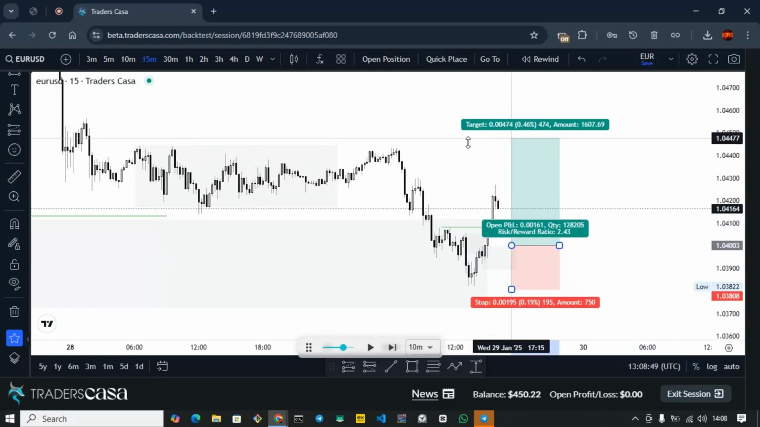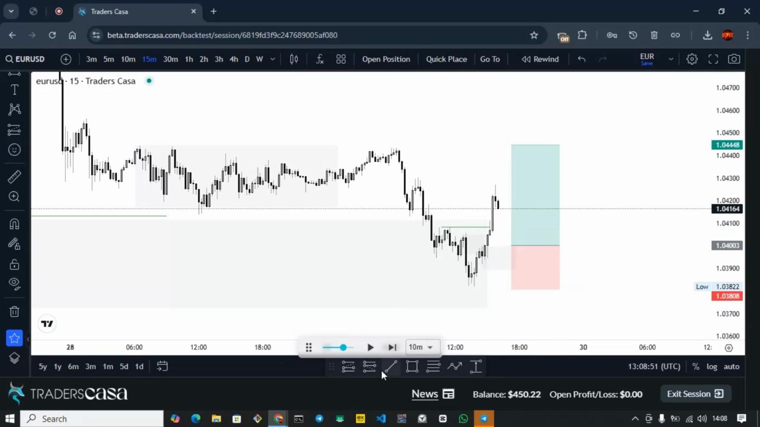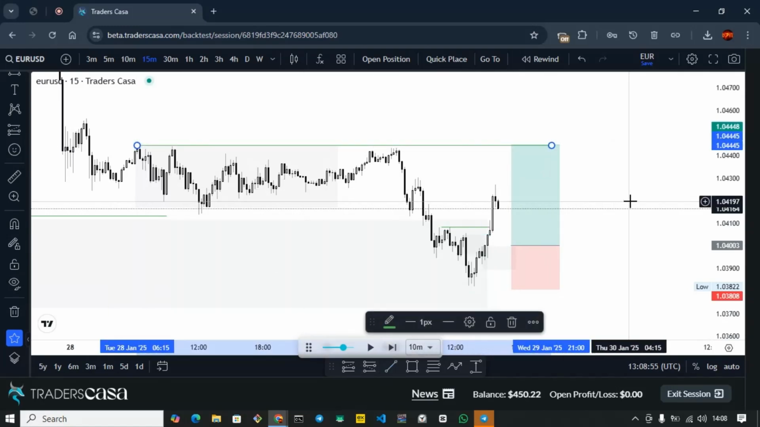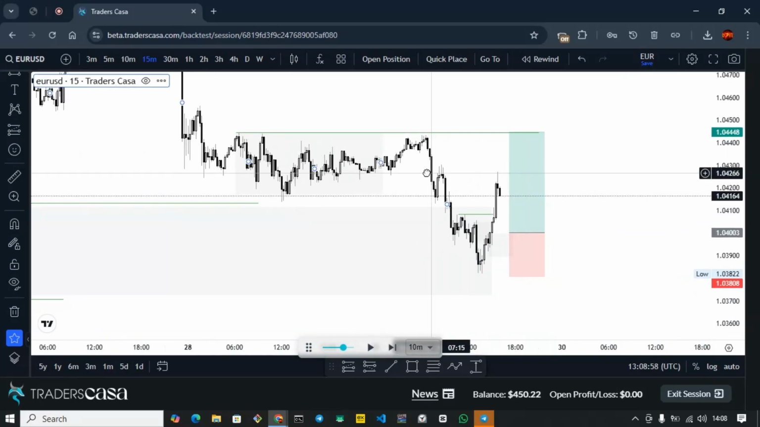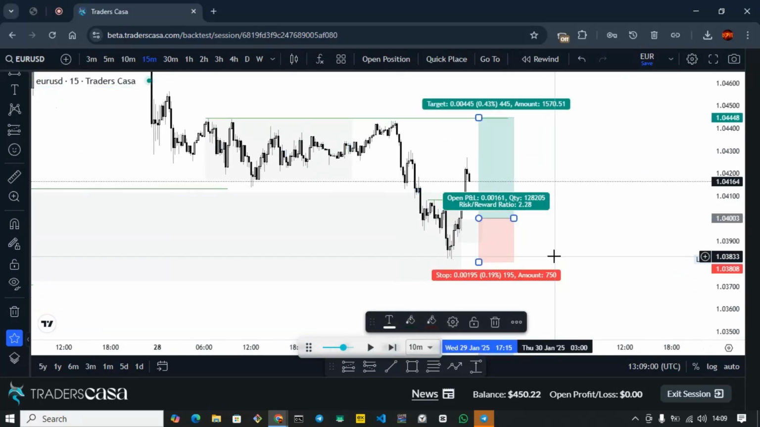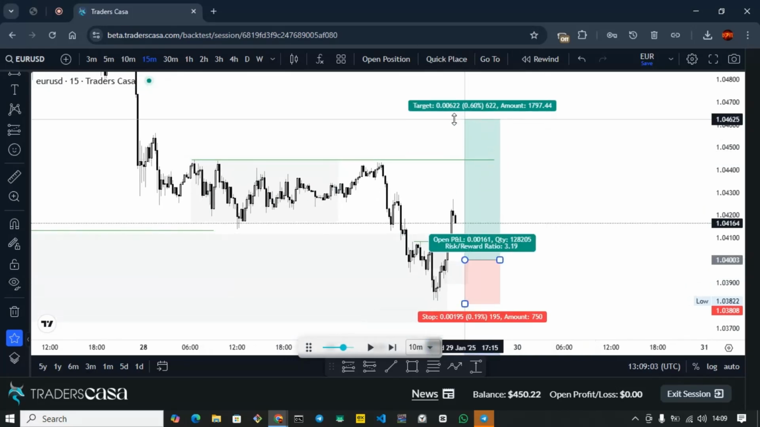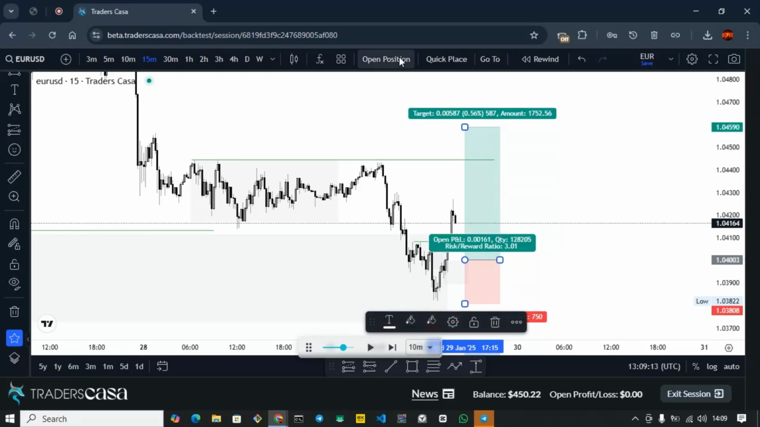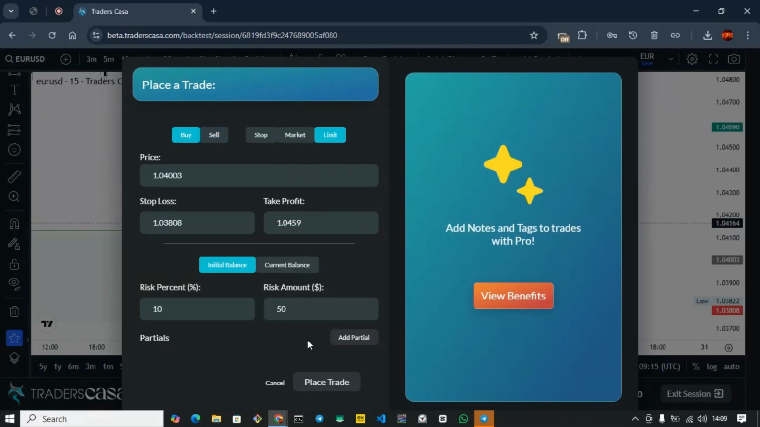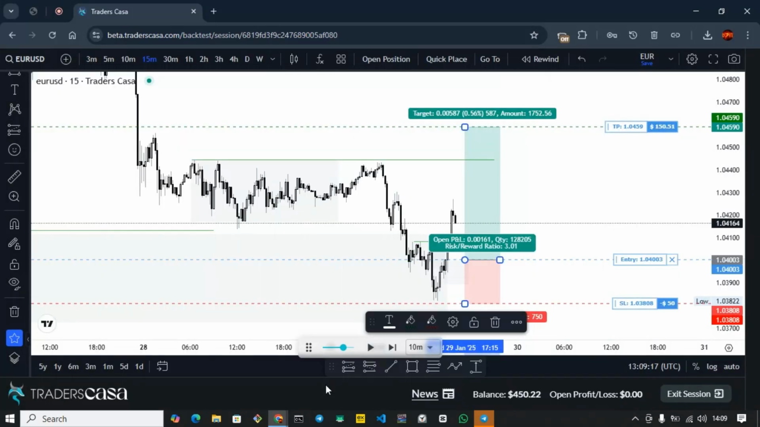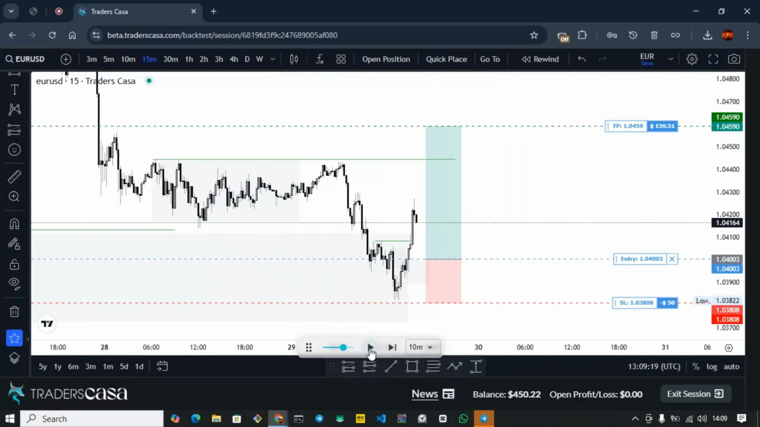Let's just take this trade to target the liquidity resting above here. You can see we have liquidity resting above that area. So let's just see what price does. It says 2R. So let's just make it 3R so we can take partials at that liquidity area. So let's make it like 3R like this. And let's place our trade. And let's just see what happens.